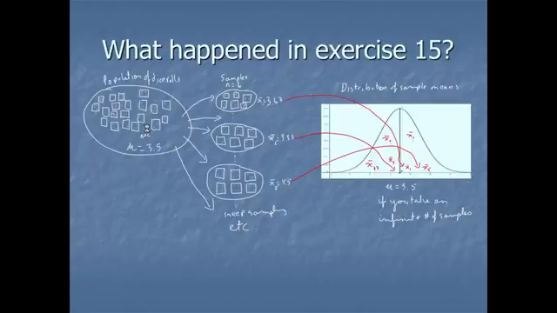In exercise 15, what we did is we had a series of dice rolls. So everybody who comes to class today will roll dice, and we're going to take samples of 6 rolls of the dice. So this is sample 1, this is sample 2, this is sample 3, etc. We're going to keep sampling.